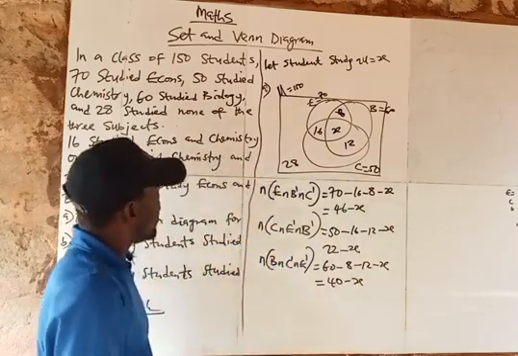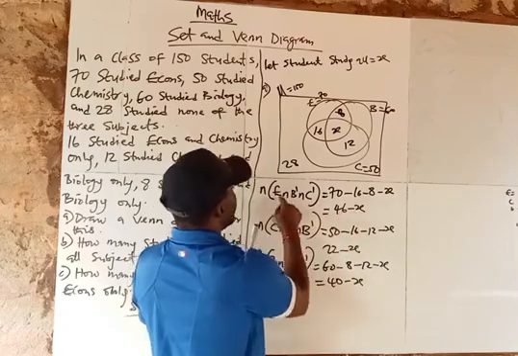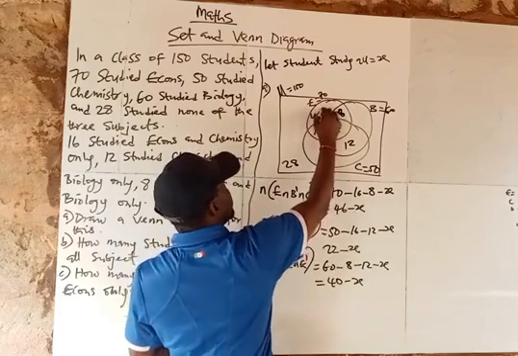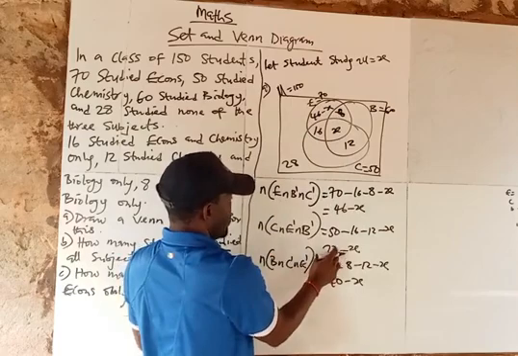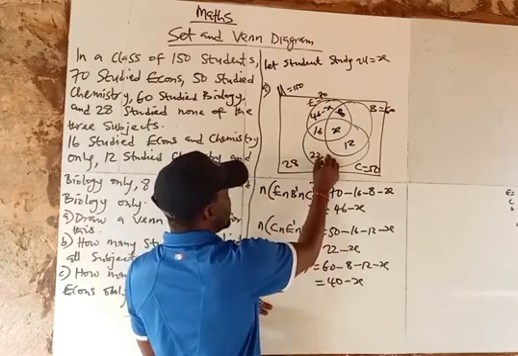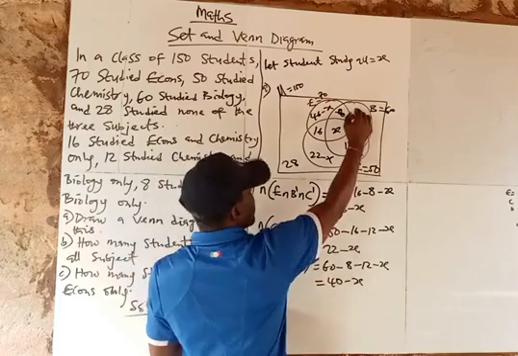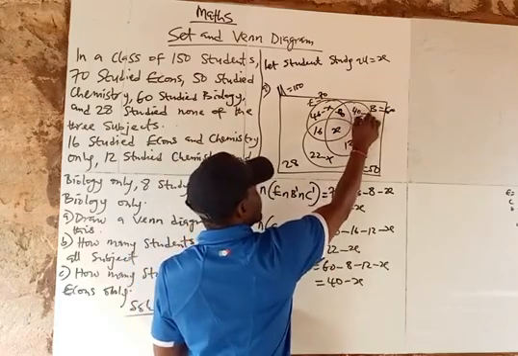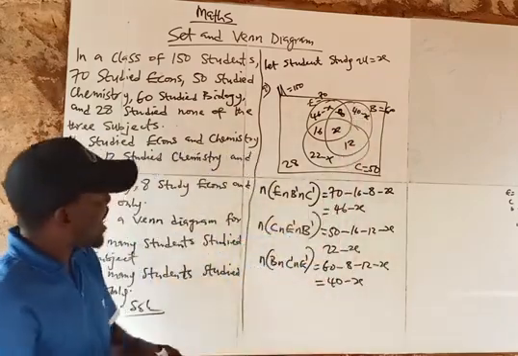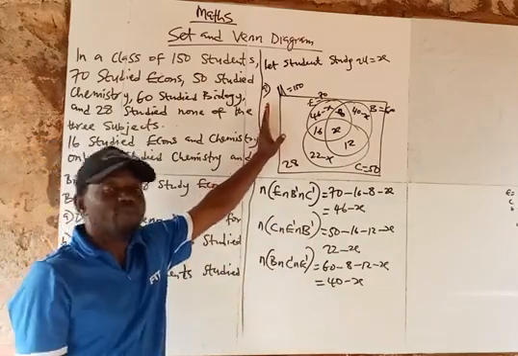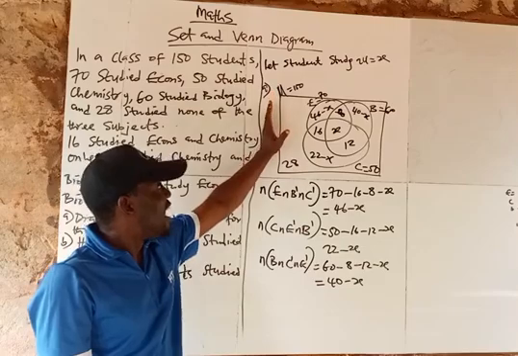Good. All right, now let's fill it up. This one was for economics. We'll fill it here, 46 minus x. This one was for chemistry, fill it 22 minus x. While this one was for biology, so 40 minus x. This is the Venn diagram. You have succeeded in completing the Venn diagram.